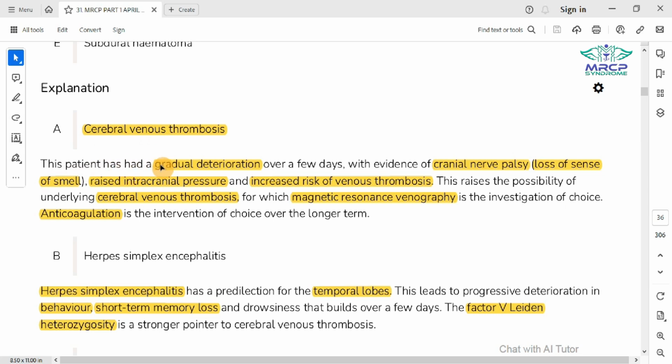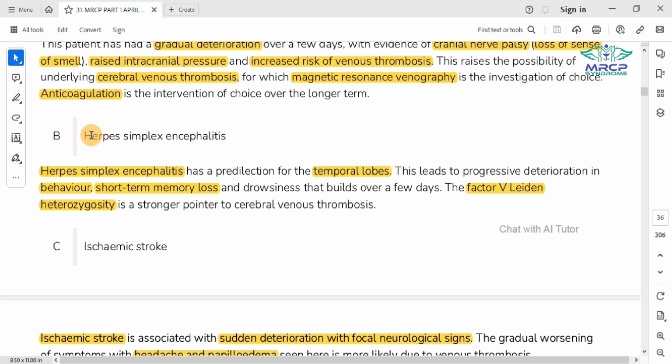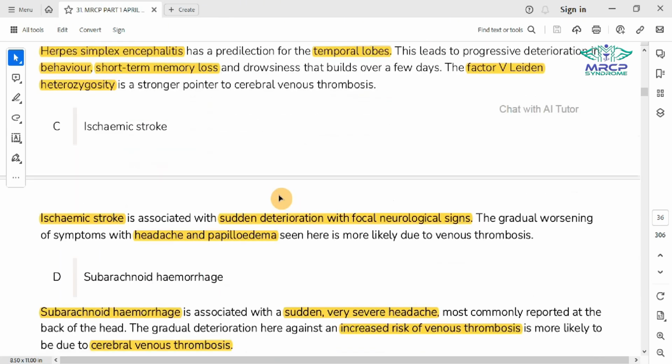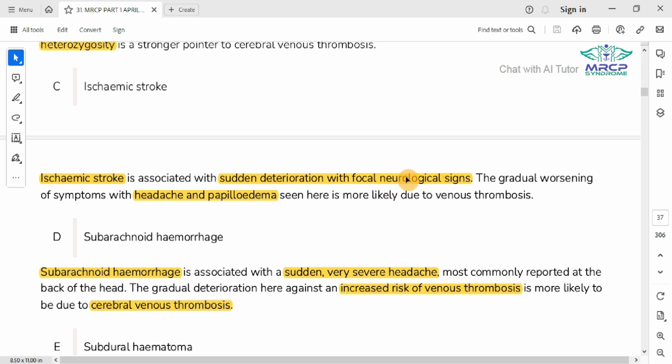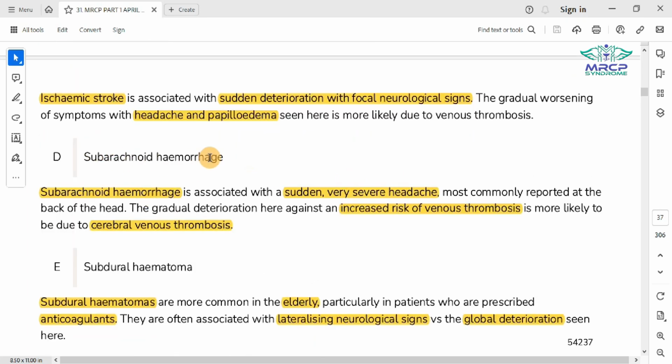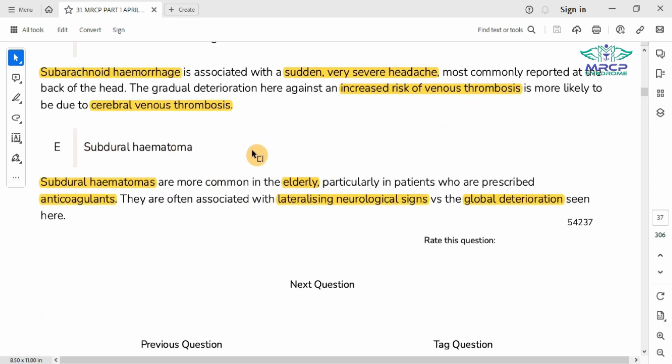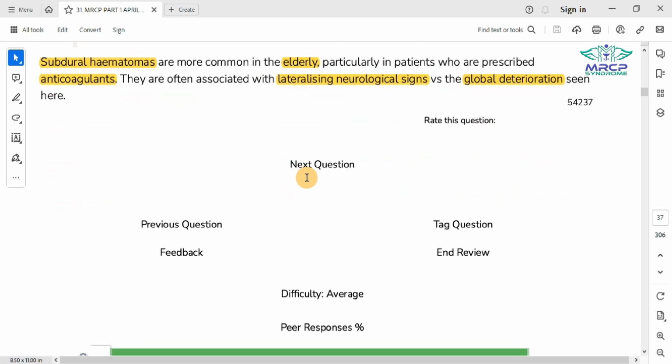This patient has had a gradual deterioration over a few days with evidence of cranial nerve palsy, loss of sense of smell, raised ICP, and increased risk of venous thrombosis. This raises the possibility of underlying CVST, for which MR venography is the investigation of choice. Anticoagulation with low molecular weight heparin is the intervention of choice. In herpes simplex, they will have temporal lobe changes. Ischemic stroke, they will come up with features of FND. Subarachnoid hemorrhage, they will come up with thunderclap headache. And subdural hematoma is usually found in the elderly patient.